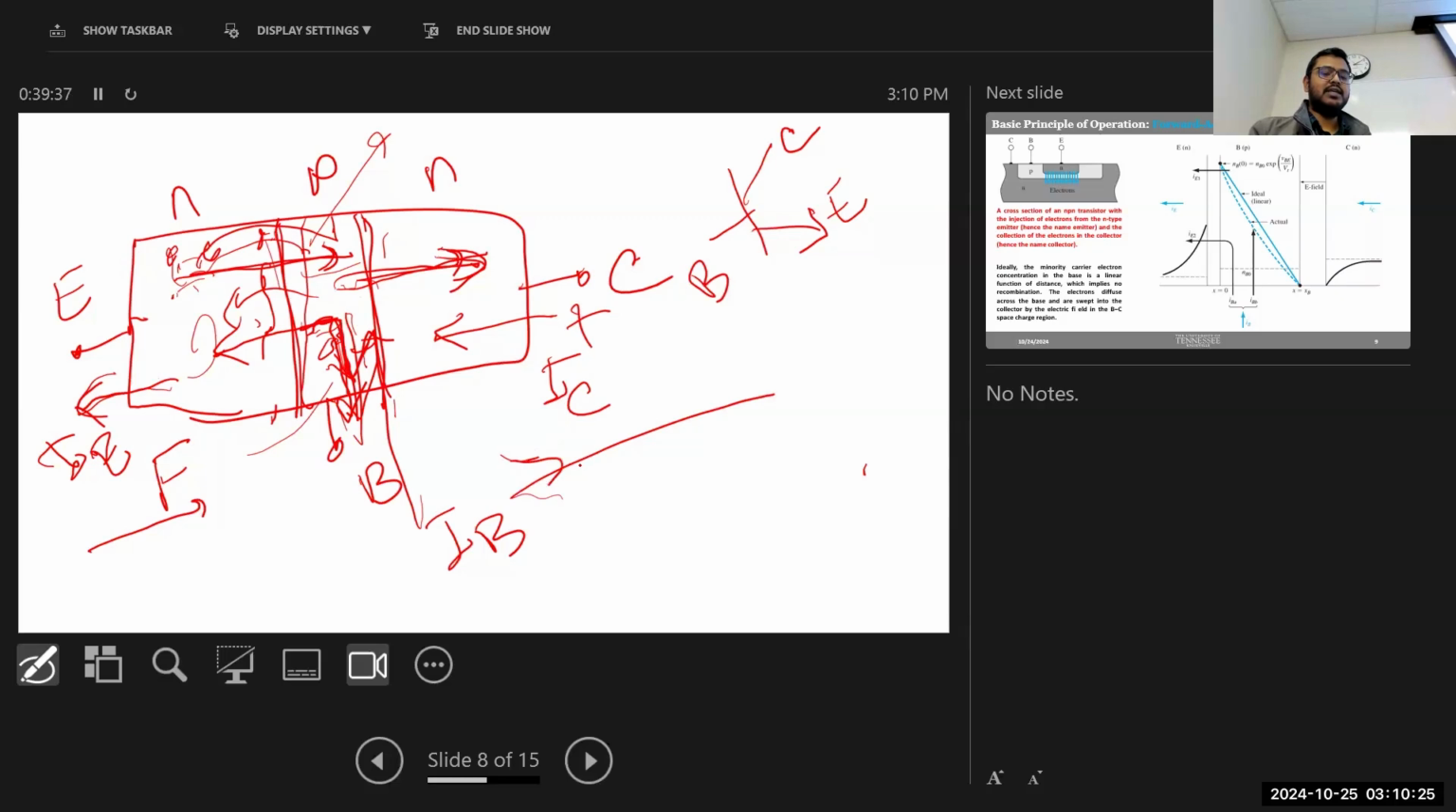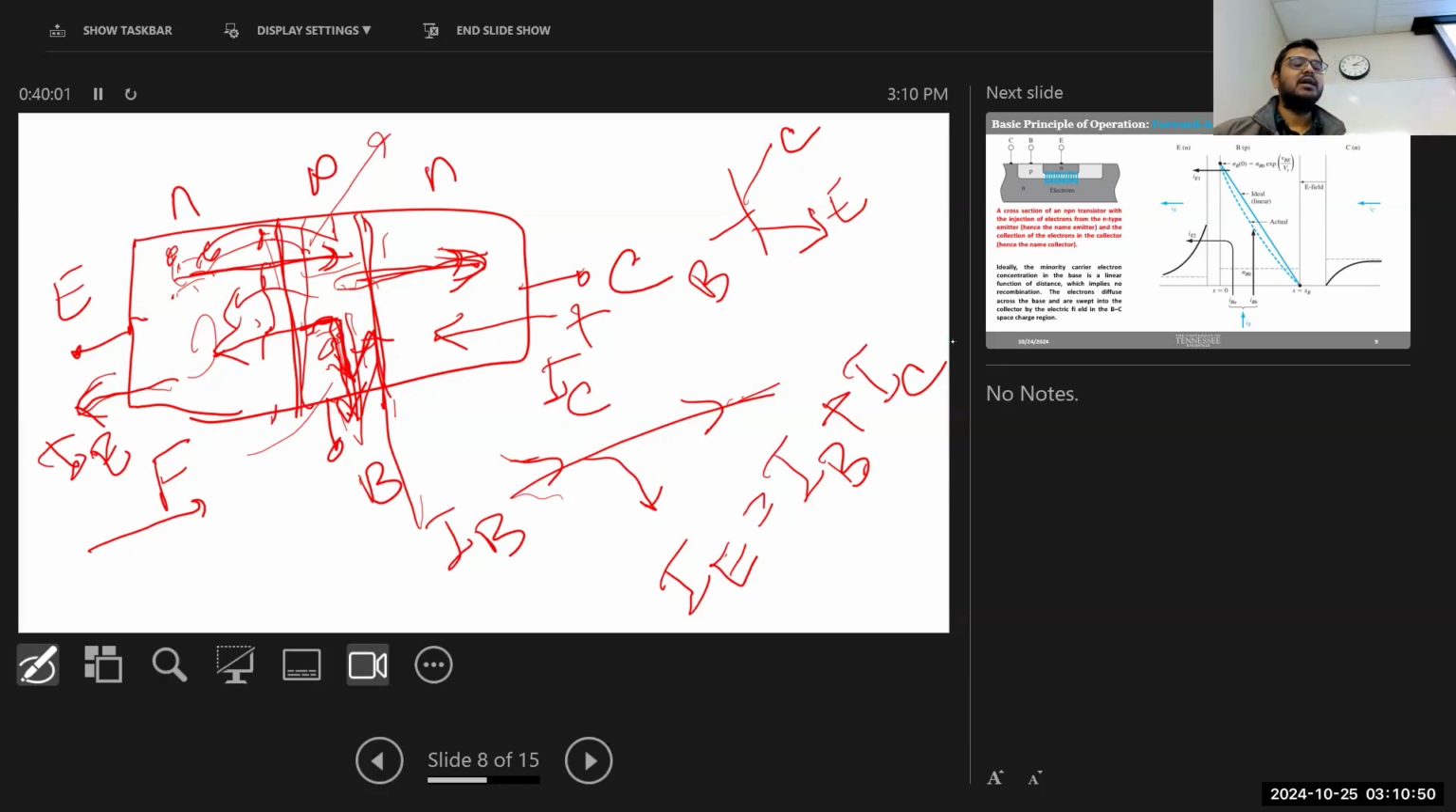So we had the total emitter current here, then some of it was going to the base and some of it going to the collector. If we again think of Kirchhoff's current law, KCL, we can write that the emitter current will always be equal to the sum of base current and collector current. And that's true for any BJT, for NPN and PNP. This will always be true: the emitter current will always be equal to the summation of base current and collector current.